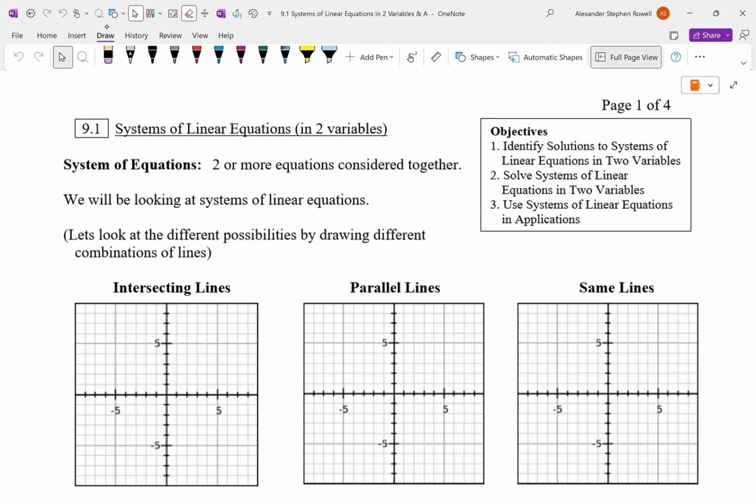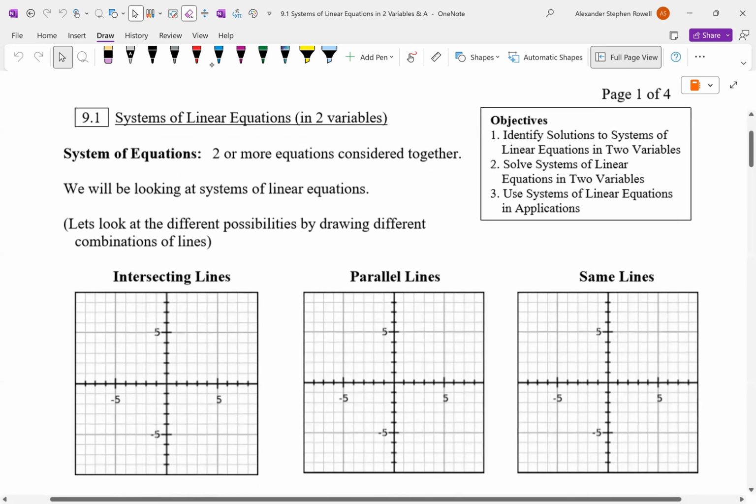Chapter 9 is over systems of equations. So instead of just one equation, we have two or more considered together. We'll be looking at what solutions look like. And for now, we'll be talking about linear equations. What does the linear equation mean?